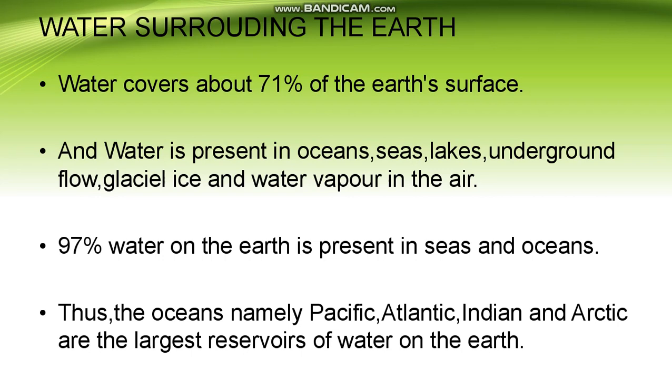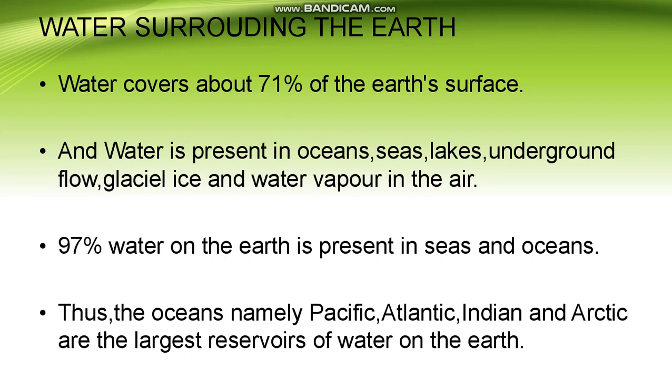And more than 97% of water on the Earth is salt water, which is present in oceans and seas. About 2% of water is glacier ice, and less than 1% of water on the Earth is fresh water, which is found in lakes and rivers. The names of the four oceans are Pacific Ocean, Atlantic Ocean, Indian Ocean, and Arctic Ocean, which are the largest reservoirs of water on the Earth.